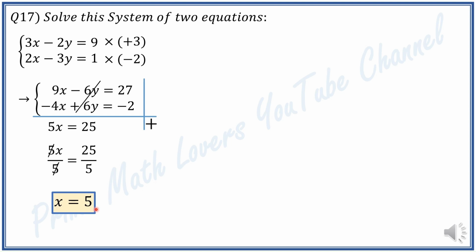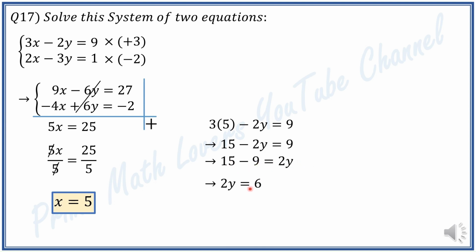Now we replace x in one of the equations, let's say the first one, with 5, and then find y. So 3 times 5, since x is 5, minus 2y is equal to 9. 3 times 5 is 15, minus 2y is equal to 9. We take 2y to the other side and 9 to this side. So we have 15 minus 9 is equal to 2y. 15 minus 9 is 6, so 2y is equal to 6.